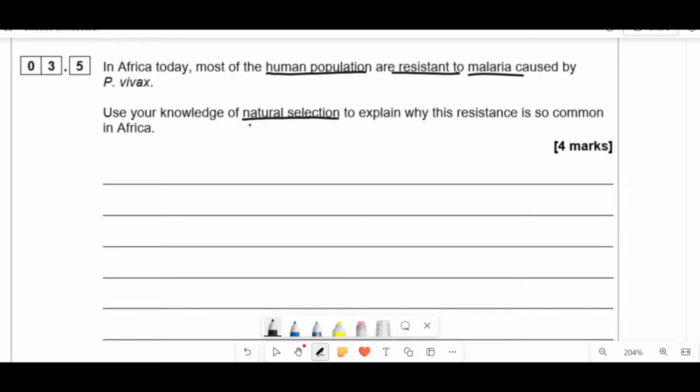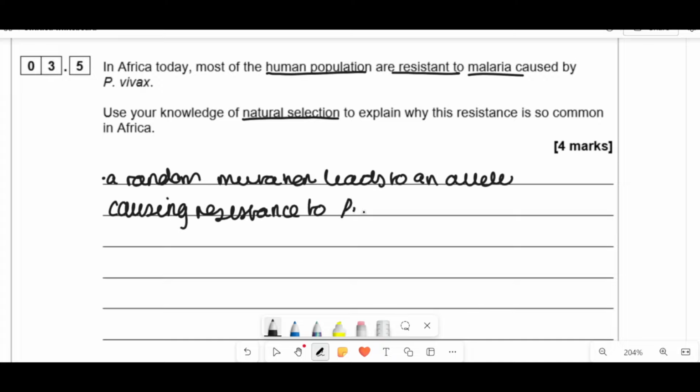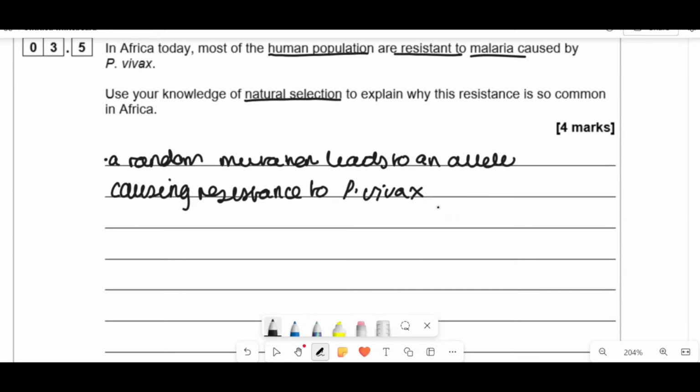Here, we're going to talk about the steps that lead to this. So first of all, a random mutation leads to an allele causing resistance to PVVAC. You need to tailor this answer to the scenario at hand. The question has told you that most of the people are resistant to malaria, and it says use your knowledge to explain why this resistance is so common. The way they phrased this must have been to catch people out of their model answers. Model answers don't work. Just don't do it, right?